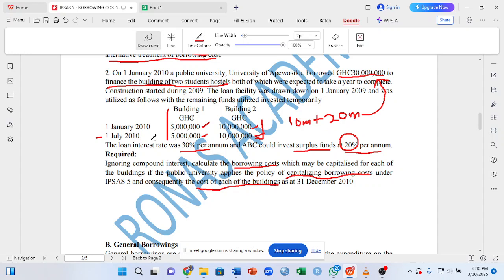Yes, please, but I'm a bit confused. I was thinking that maybe, knowing that the amount for building one was 10,000 and for building two was 20,000, we calculate the borrowing cost on the 10,000 for building one and the 20,000 for building two, for the 12 months. But I don't know, a bit confused. Yeah, that's another suggested solution for this question too. So yeah, I've seen that solution as well. Okay, please, thank you very much. You're welcome.